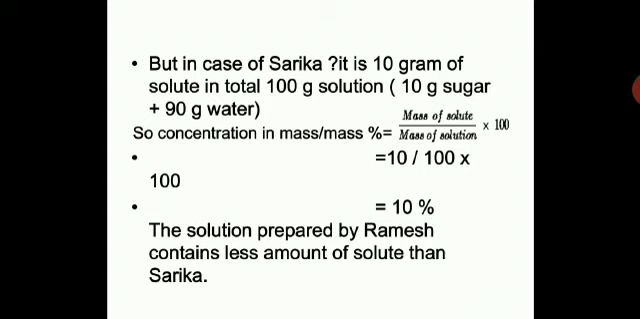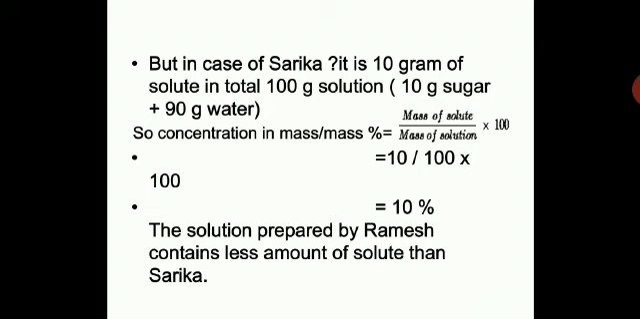That means the mass of the solution over here is 10 plus 90, because already 10 gram sugar was there, then she must have added 90 gram to make it 100 gram. That means here the difference is the mass of the solution, that means solvent plus solute. So now concentration in mass by mass percentage for Sarika, if you calculate mass of solute upon mass of solution again into 100, that will give you 10 by 100 into 100. The calculation will give you 10 percentage.